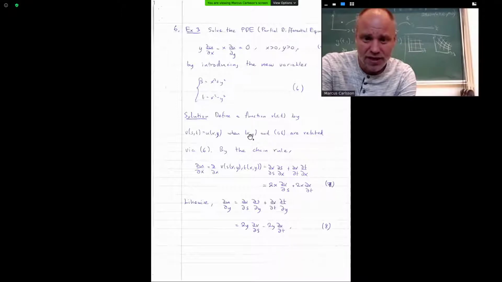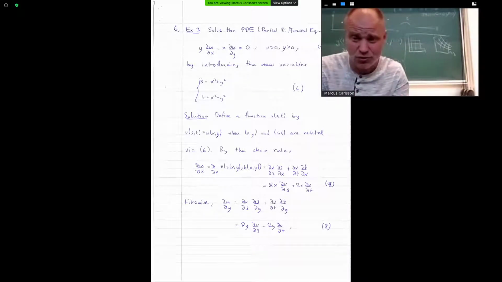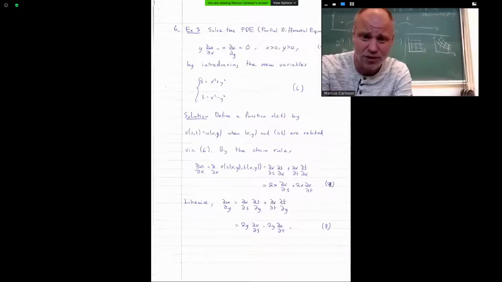So now x and y are related through this formula. And if we want, we can find also the inverse formula, how x and y depend on s and t, to really make sure that this is a valid change of variables. We need a bijection here. But we don't do that now. We just try to learn how to work with this.